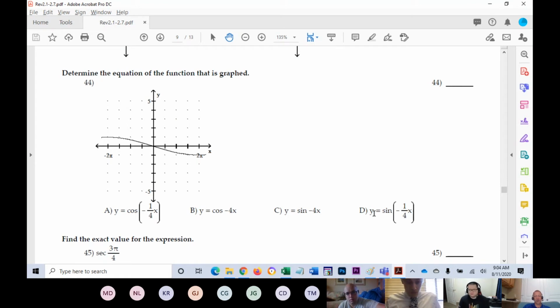I'd be shocked if I gave you a problem like this. But it's good practice. You're totally right. You could put it in terms of sine or cosine. You could just shift it 90 degrees, and then it'd be a cosine. Okay. What else you got?